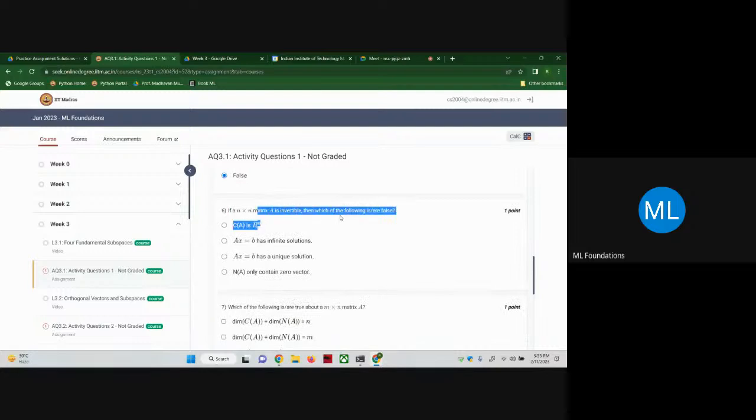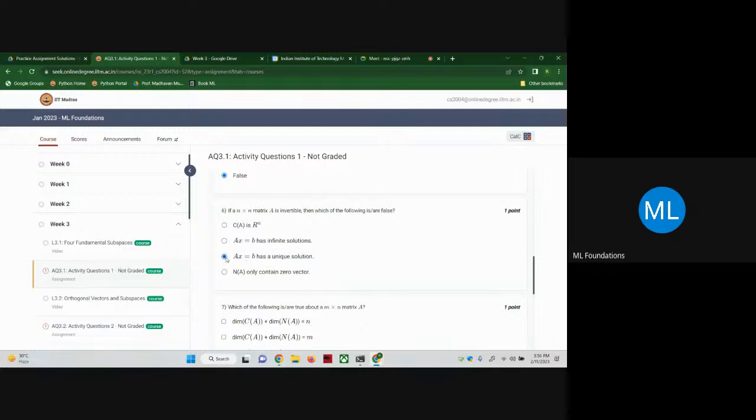If an N cross N matrix is invertible, then which of the following is true? If it is invertible, then the column space of A is Rn. That's true. Ax equals B has infinite solutions. Ax equals B has a unique solution. The column space of A is Rn, this is true. Ax equals B has a unique solution, this will also be true.